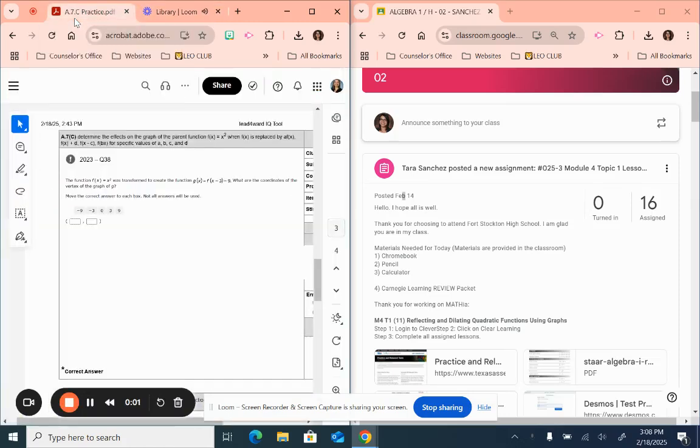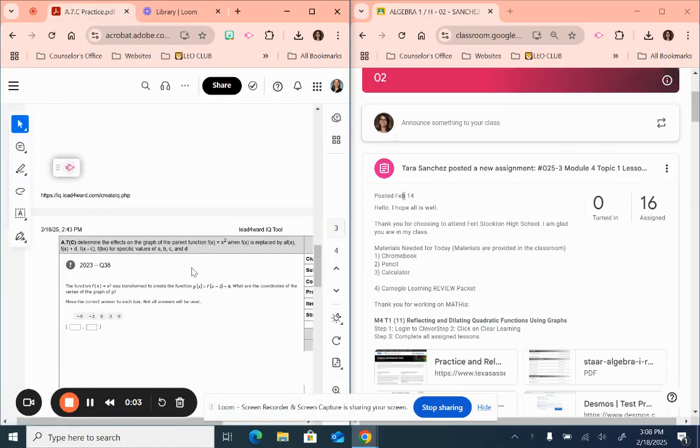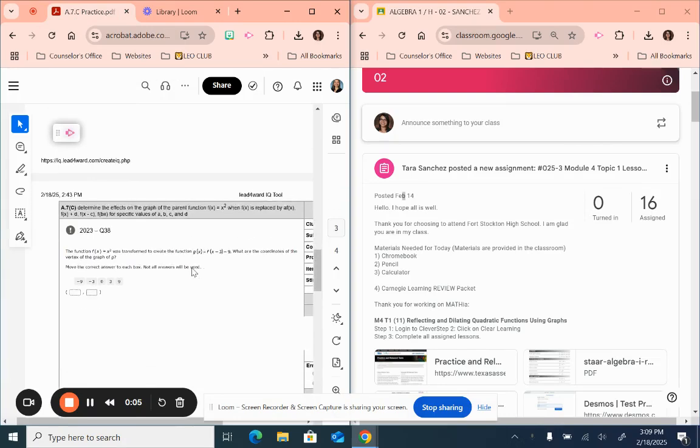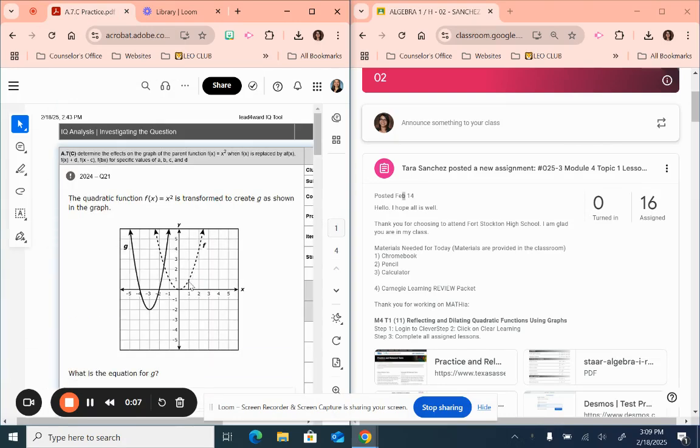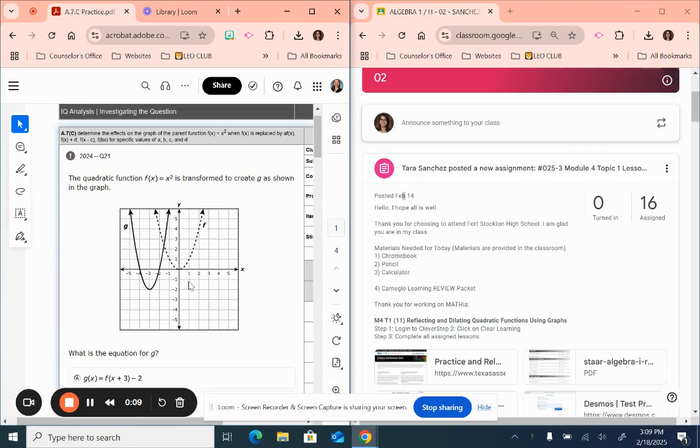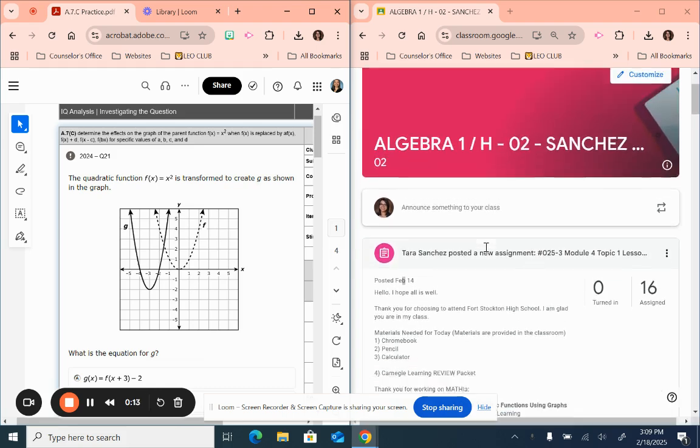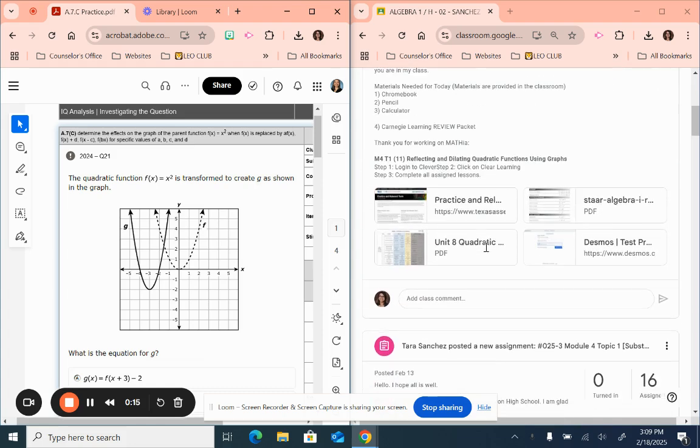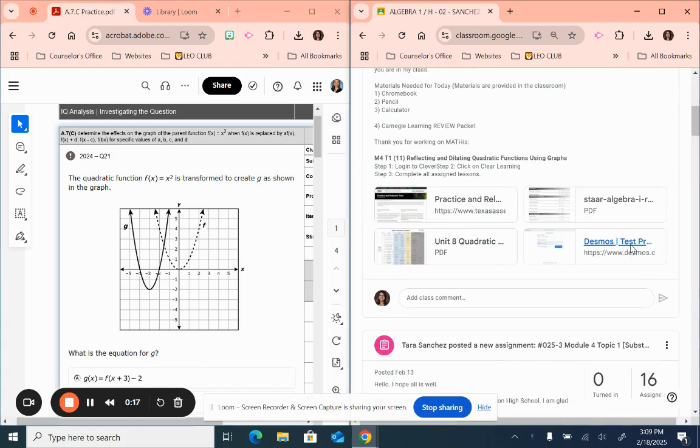them on Desmos. So just to let you know that we're going to start with this question. If you'd like to flip over to your page or just watch the screen, it's up to you. And on the right-hand side, you're going to go to your Google Classroom and you're going to click on Desmos Test Practice.